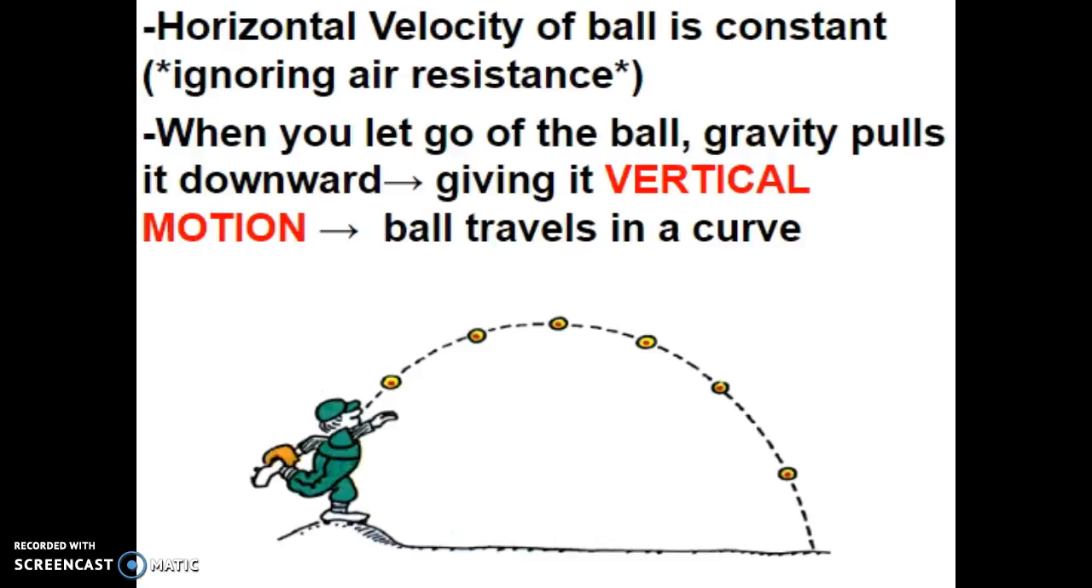The horizontal velocity of the ball, if we ignore air resistance, should be constant. So if somehow a baseball pitcher could survive in a vacuum, with no air resistance pushing back on that ball, it would travel horizontally forever. But because there is air resistance, that ball will eventually slow down and fall to the ground. When you let go of the ball, the moment you do that, gravity, which is acting everywhere universally, is going to pull that ball downward. So you're going to have vertical motion as the ball travels in a curve.